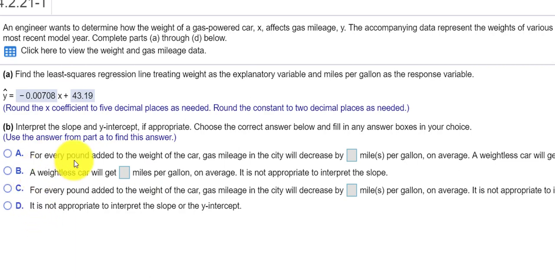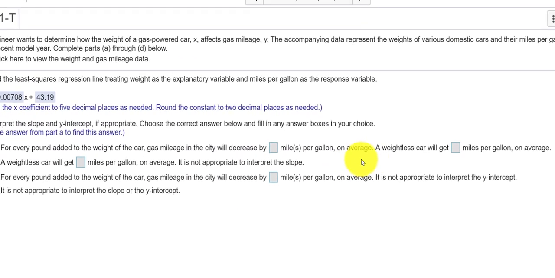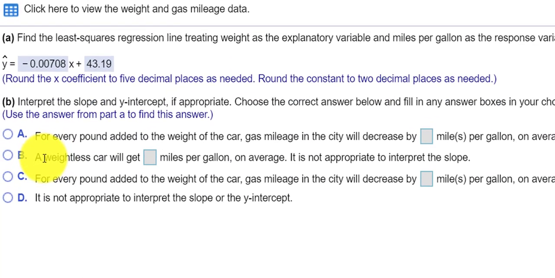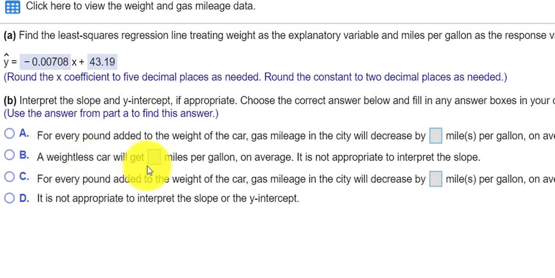Let's see. For every pound added to the weight of the car, the gas mileage will decrease by 0.00708 miles per gallon. A weightless car will get 43 miles per gallon on average. That's one option, but again, it doesn't make sense. A weightless car, a car that weighs 0, shouldn't get any miles per gallon, right? So I look at choice B. A weightless car will get 43 miles per gallon. Again, we can't have a weightless car.